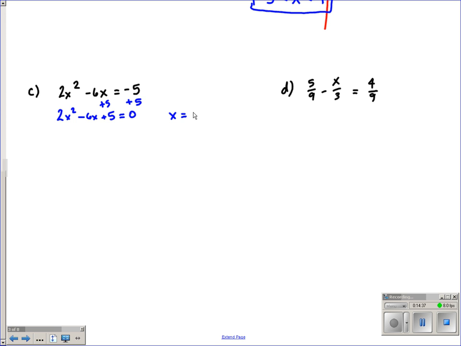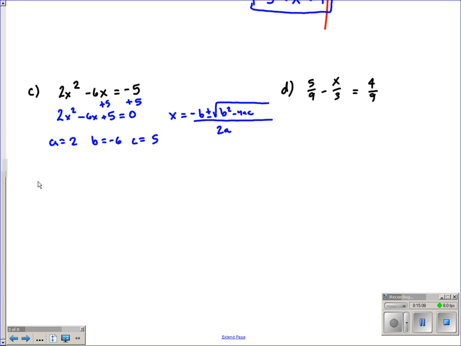So we're looking at x equals negative b plus or minus the square root of b squared minus 4ac all over 2a. So here we go. We know that a is 2, b is equal to negative 6, and c is equal to 5.